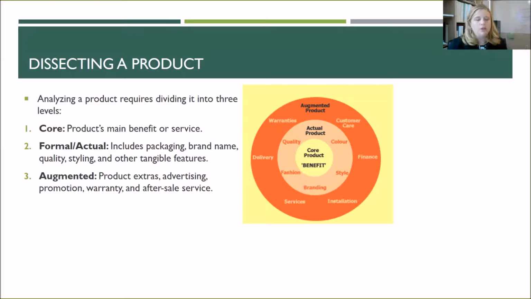So when we talk about the core level, this is really the true product. That's how we refer to it. So in other words, it would be the product's main benefit or its main service to you. So for example, for an entrepreneur that intends to open a business that sells handbags, the core product is going to be a handbag.